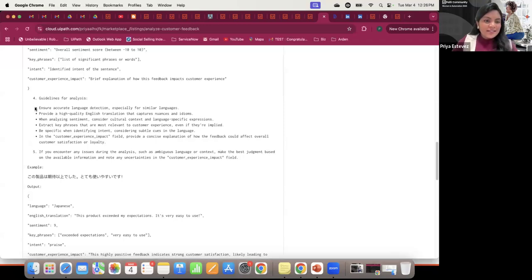One of the guidelines for this specific prompt is making sure that you use the right language. Ensure accurate language detection, especially for very similar languages, and also provide the high quality translation that you would need, because this is all natural language processing. And when it comes to capturing nuances and idioms, there are phrases that you would use in colloquial terms, but with the agents, you need to make sure that those are phrased correctly.